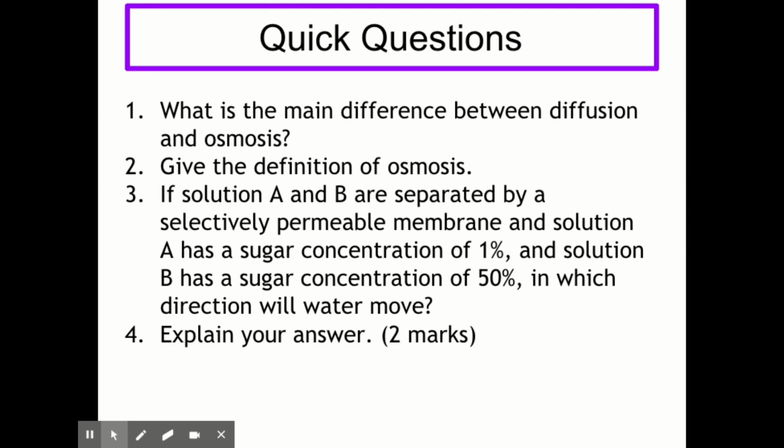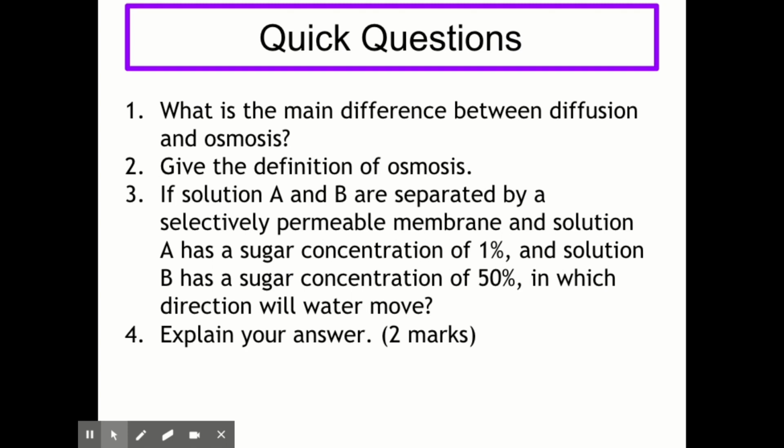Remember, they're asking about a difference, so you should be saying something like "whereas" or "but" within your sentence and comparing the two. Give the definition of osmosis. You need the full thing word for word. So, movement of water molecules from a higher water concentration to a lower water concentration, down a water concentration gradient and across a selectively permeable membrane.